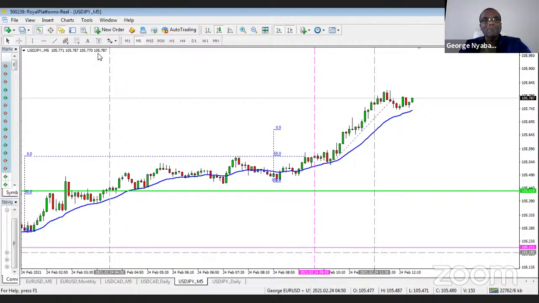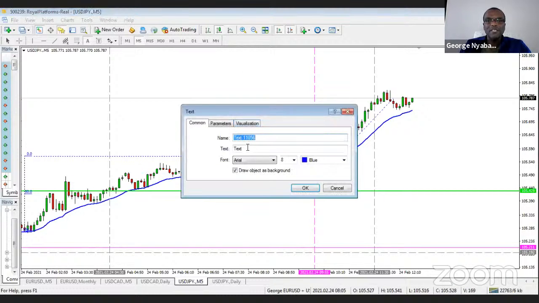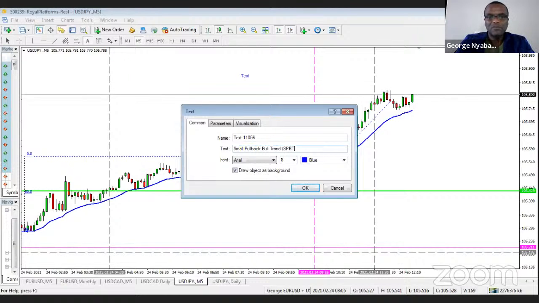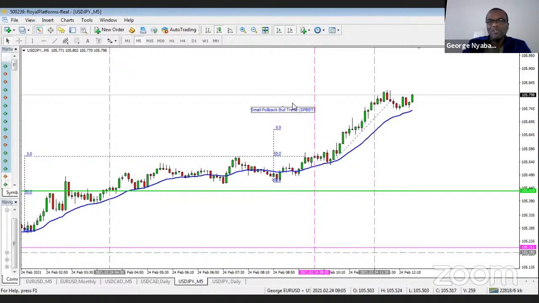The correct term, let me just put it in there so that you can see it if I start to use an acronym. Pullback. Good. Small pullback. Small pullback. Good trend. So when you see that marked somewhere, sometimes that's an acronym.